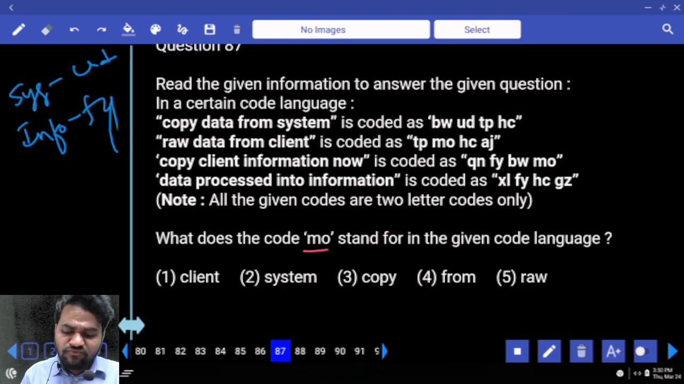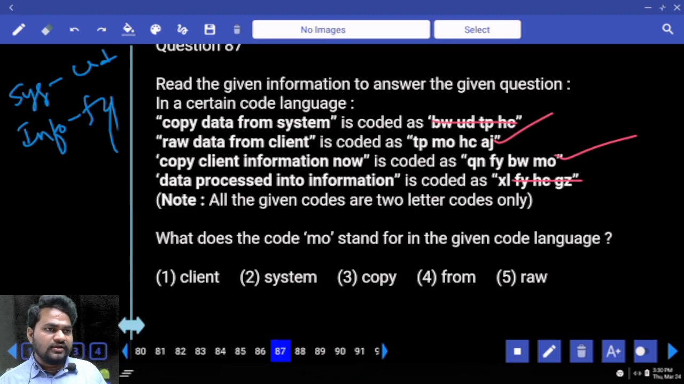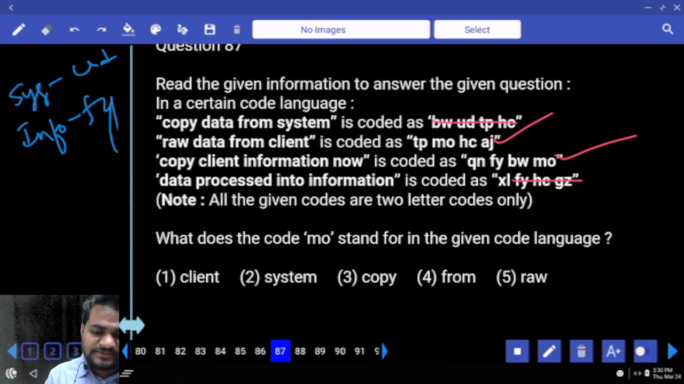What does the code MO stand for in the given code language? MO is not there in the first line, it is there in the second line, third line, not there in the fourth line. So we need to identify the common term between second and third statements. Raw is not common, data is not common, from is not common, client option 1.